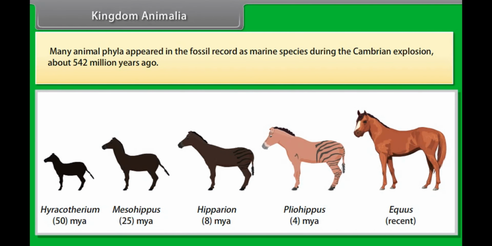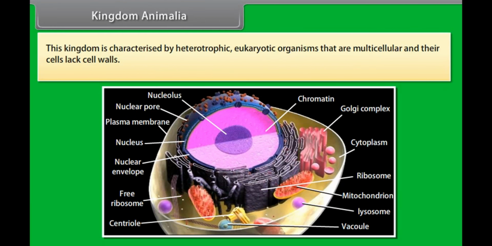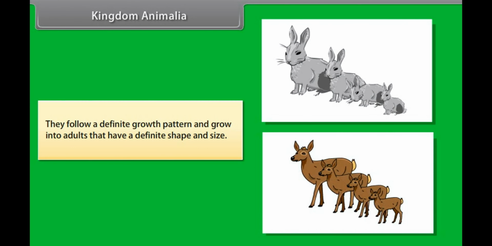Many animal phyla appeared in the fossil record as marine species during the Cambrian explosion about 542 million years ago. This kingdom is characterized by heterotrophic eukaryotic organisms that are multicellular and whose cells lack cell walls. They follow a definite growth pattern and grow into adults that have a definite shape and size.